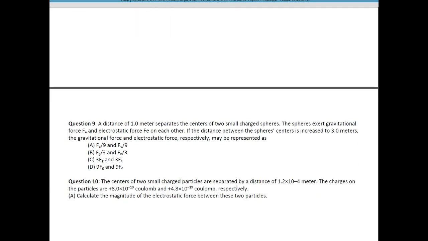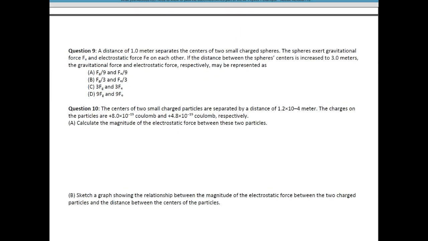It says a distance of 1 meter separates the centers of two small objects. The spheres exert a gravitational force, Fg, and an electrostatic force, Fe, on each other. If the distance between the spheres is increased to 3 meters, the gravitational force and electric force, respectively, may be represented as... now notice the only thing that they gave us were the distances.